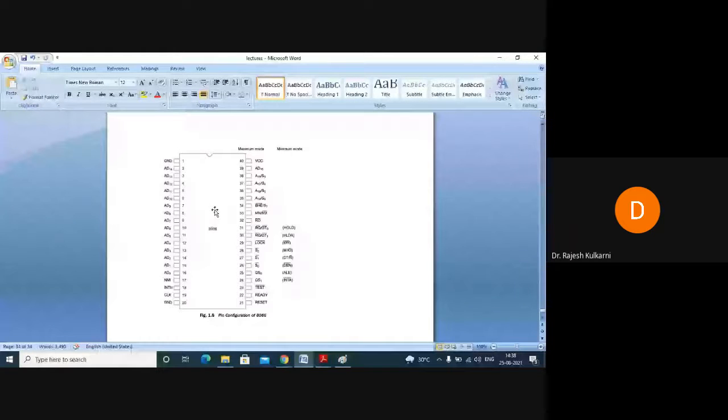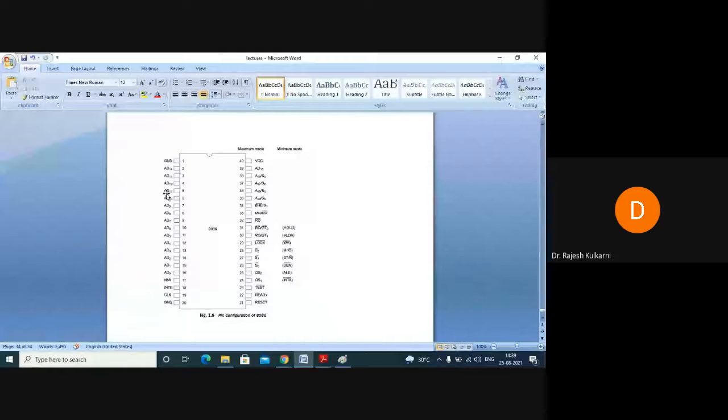Now, how do I differentiate them? I'll be differentiating them using the clock cycle. We'll be discussing the clock cycle whenever we get time. But in a clock cycle, there are different states: T1, T2, T3, like that. In the T1 state, address lines will be active, while the data lines will be active in the T2, T3, TW, and T4 states, where the TW state is called the wait state. This is regarding the AD0 to AD15 lines.